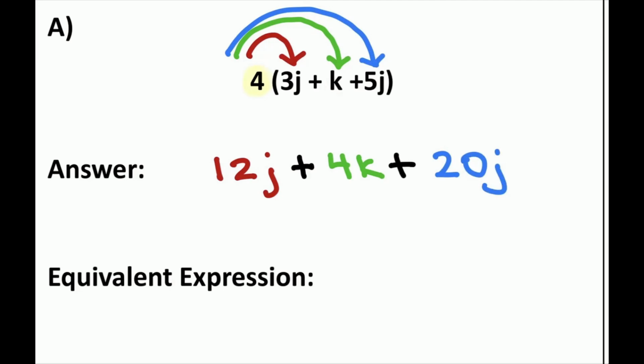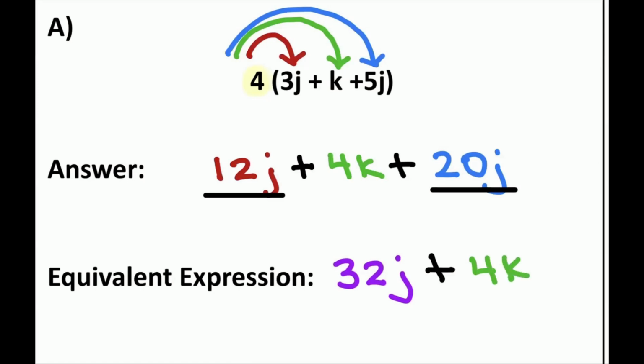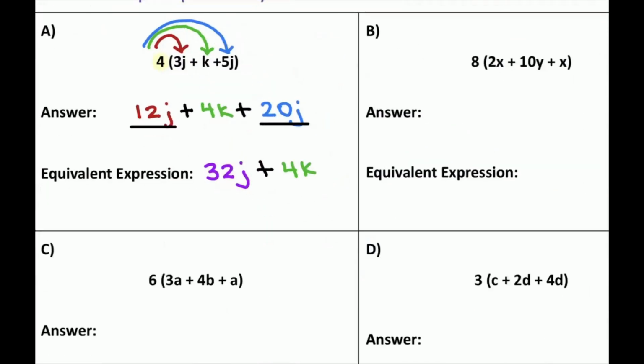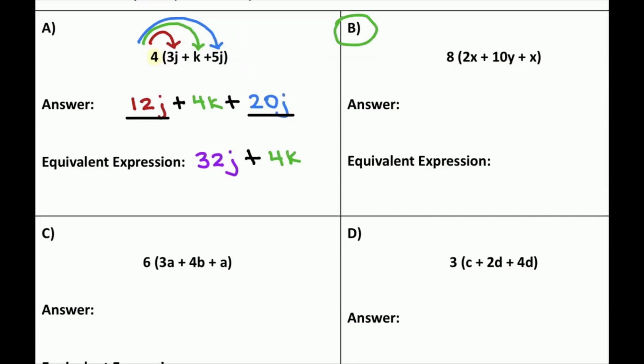Then we'll combine our terms that have the same variable. So we have 12J plus 20J, which is 32J plus 4K. And I just brought that down after I combined my J's. So here are the 2 answers for example A. Go ahead and complete example B on your own, then come back to the video.